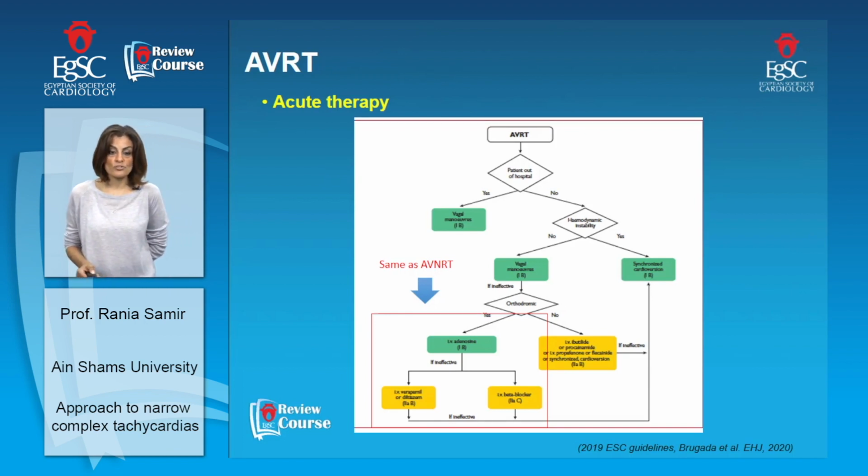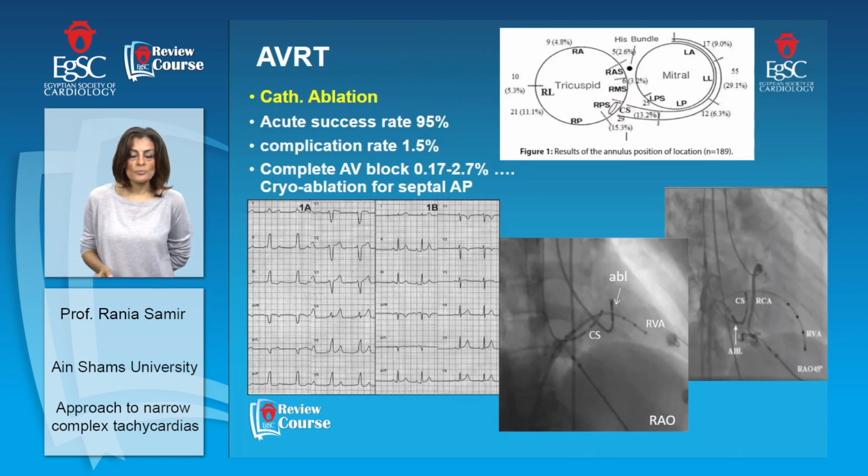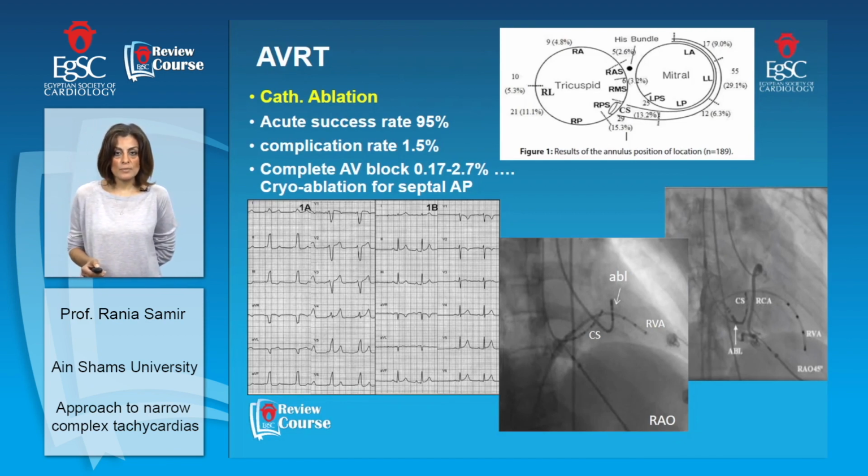It's our first choice drug. If it failed, we go to the second line drugs, which are calcium channel blockers and beta blockers. And if they fail, we go directly into cardioversion. And in case of patients with recurrent and highly symptomatic orthodromic tachycardia, or if the patient had hemodynamic instability in one of the episodes, you have to go directly into catheter ablation.